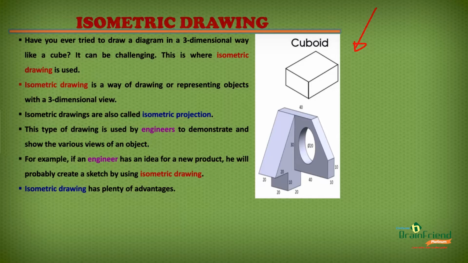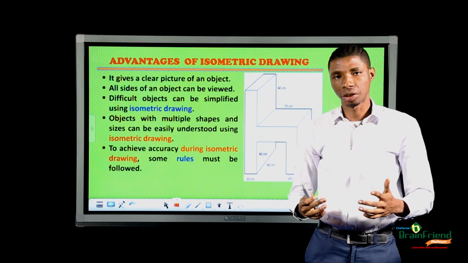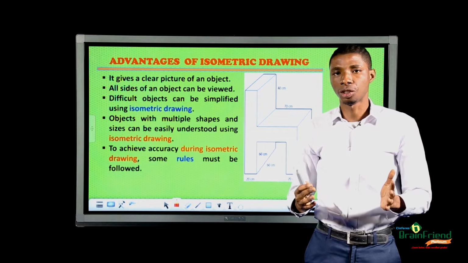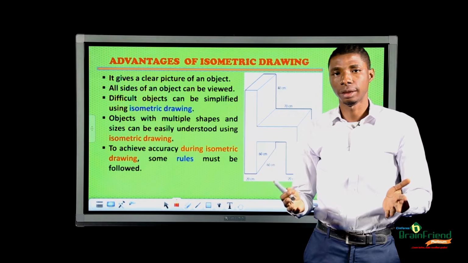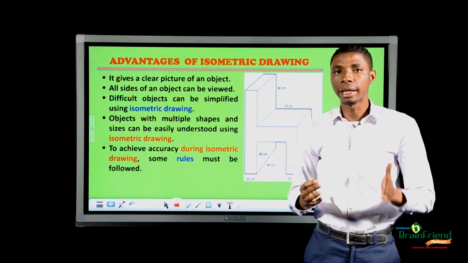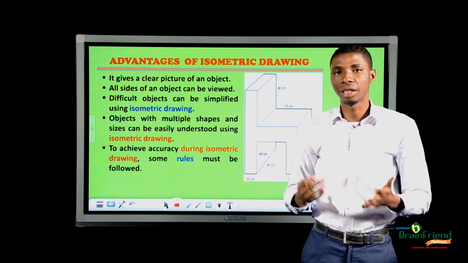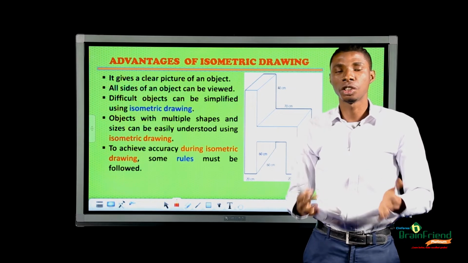Now, it is important to know that there are so many advantages of isometric drawing. Now, let's see these advantages. There are so many advantages of isometric drawing, but let's take a few. Isometric drawing gives a clear picture of an object. With isometric drawing, all sides of the object can be viewed properly. Difficult objects with complex shapes and sizes can be easily interpreted and understood using isometric drawing. These drawings are used by engineers to describe the various shapes and sizes of an object because it gives a clear picture of what the object looks like.